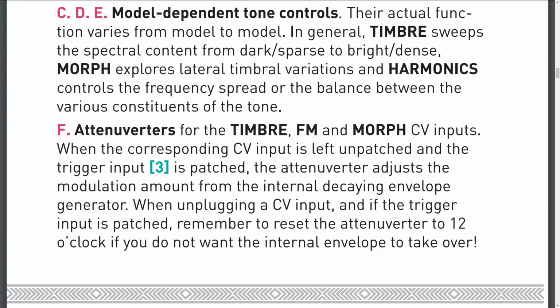When the corresponding CV input is left unpatched and the trigger input, 3, is patched, the attenuverter adjusts the modulation amount from the internal decaying envelope generator. When unplugging a CV input, and if the trigger input is patched, remember to reset the attenuverter to 12 o'clock if you do not want the internal envelope to take over.